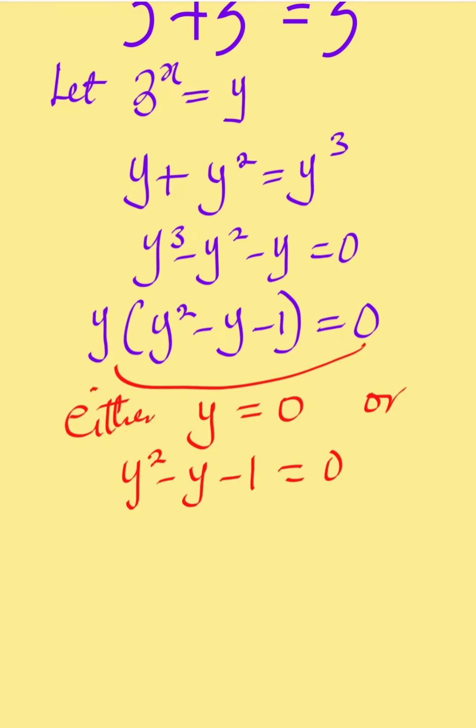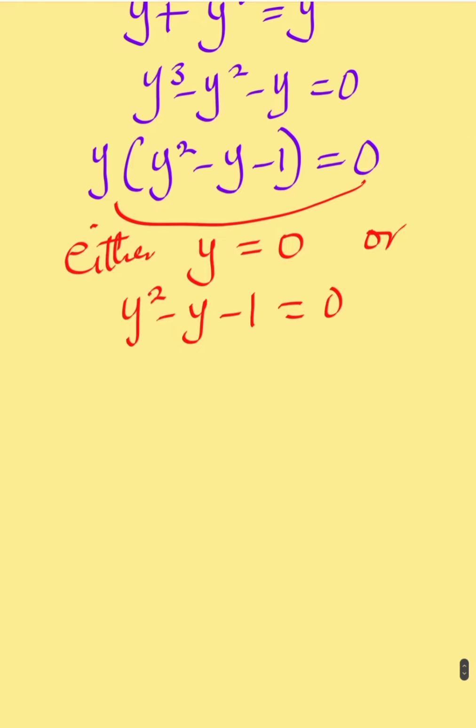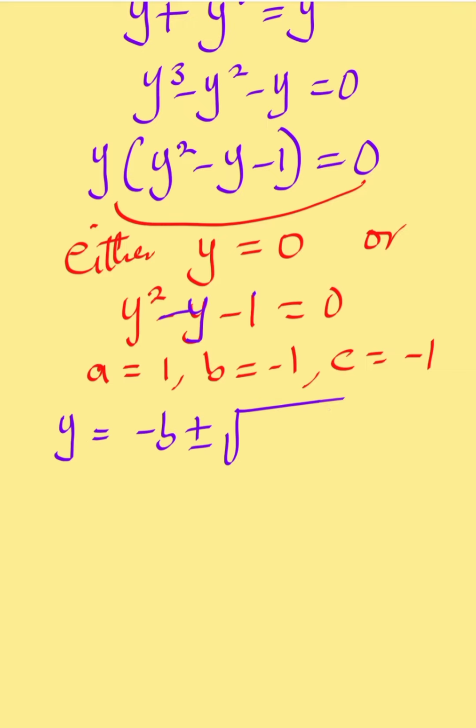This is now a quadratic equation, which we can solve using the quadratic formula. Note here that our a is 1, our b is minus 1, our c is also minus 1. The coefficient of y squared is a. The coefficient of minus y is b, and the coefficient of the third term here, which is the constant minus 1, is our c. So use the formula that y is equal to minus b plus or minus square root of b squared minus 4ac all over 2a.